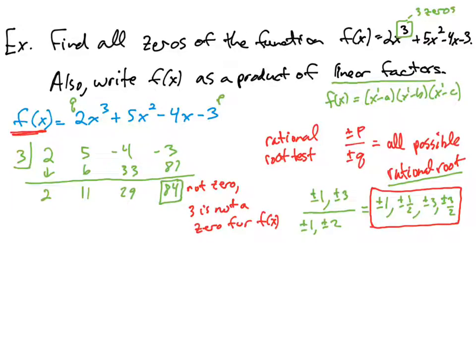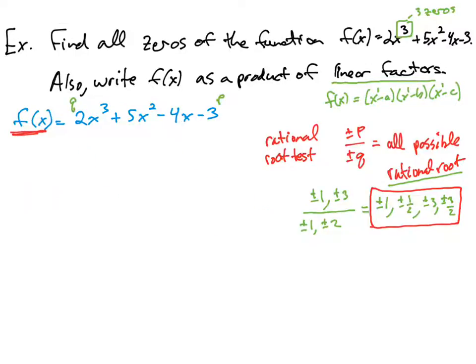All right, so we tried 3. 3 is not a 0. So we need to keep going through this process until we find a value that is a 0. So let's test positive 1. My suggestion would be to test all the integers first because those are going to be easier to deal with in the synthetic division. Then you don't have to multiply by fractions or add fractions.